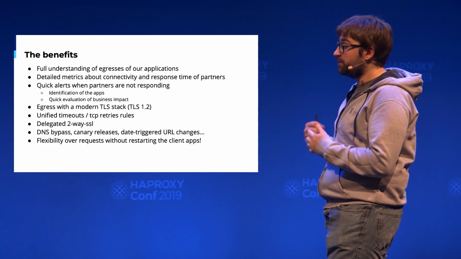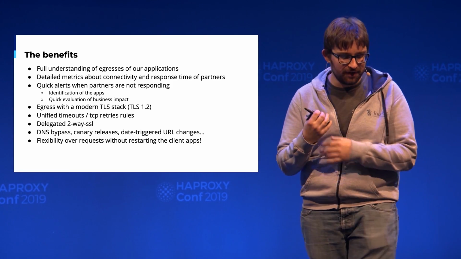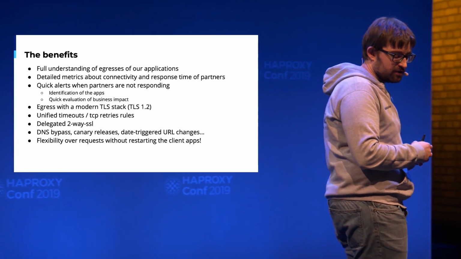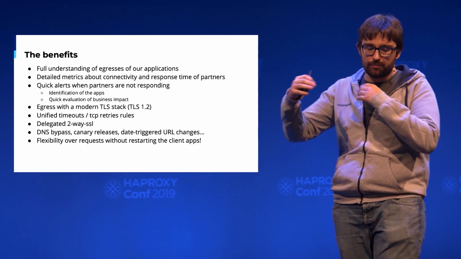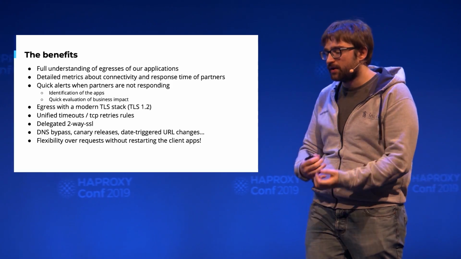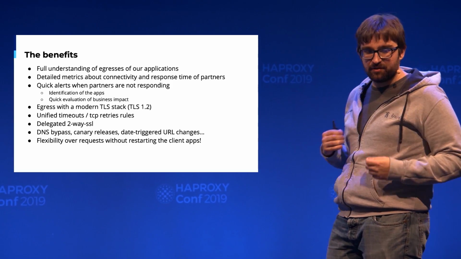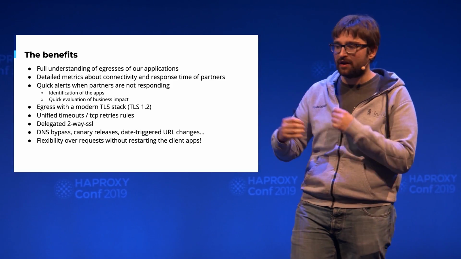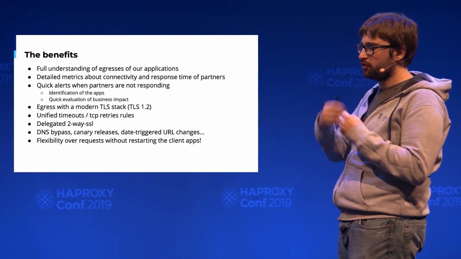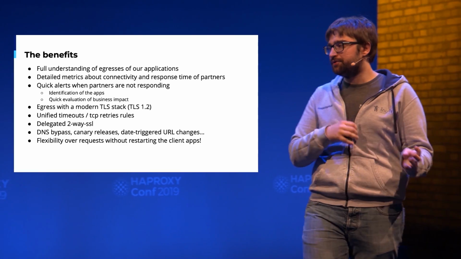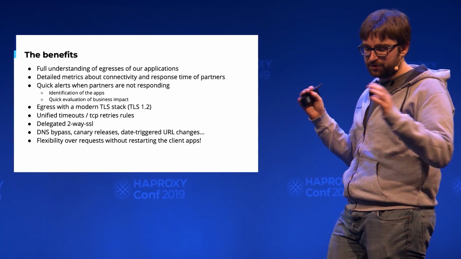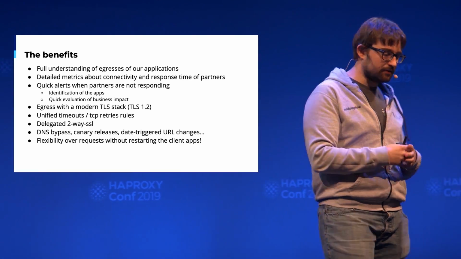We can now be quickly alerted when something is not responding, when something is down. It means that when we need to analyze a failure at a partner, we know it directly, and we can directly see the business impact. Maybe for a partner, just an application will not be able to talk to one service at the partner. We see it directly now, at the HAProxy level, and we don't need to look at different places. HAProxy just centralizes all of that.